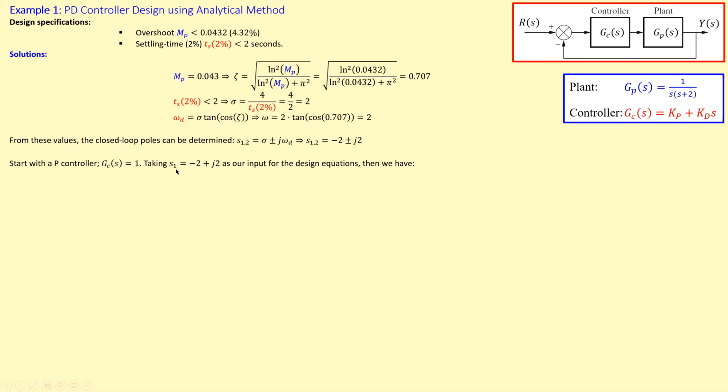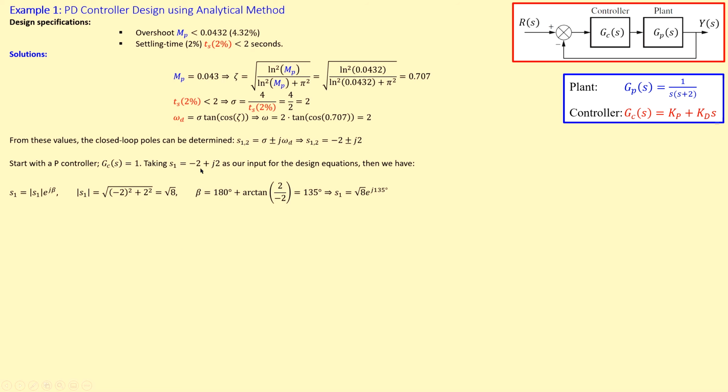So, and we will take S1 as -2 plus j2 as our input for the design equations. Then we have the following situation. S1, which is now given in magnitude and phase, has a magnitude calculated as follows. S1 is equal to the length of this vector, so it is the square root of (-2) squared plus 2 squared. You will get the square root of 8.